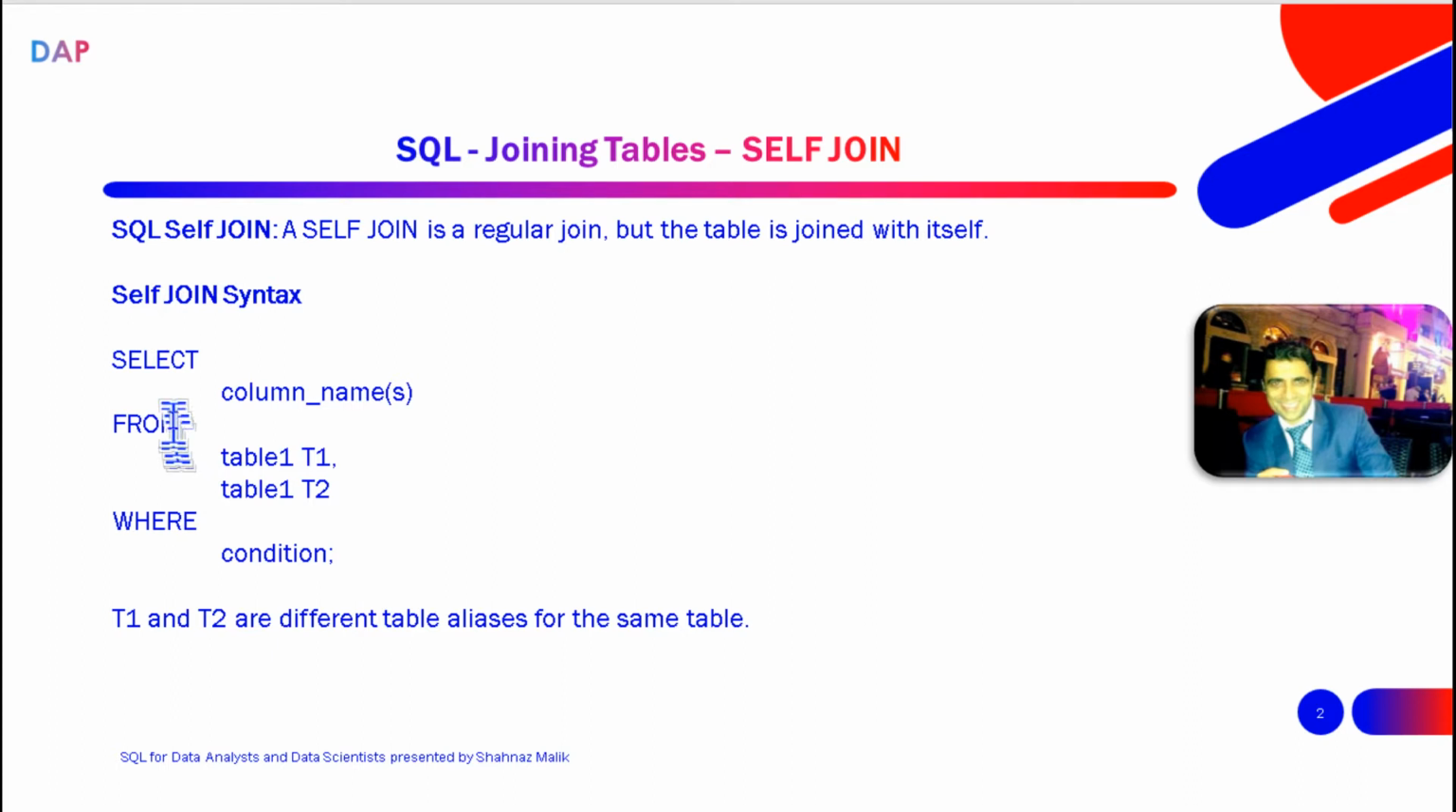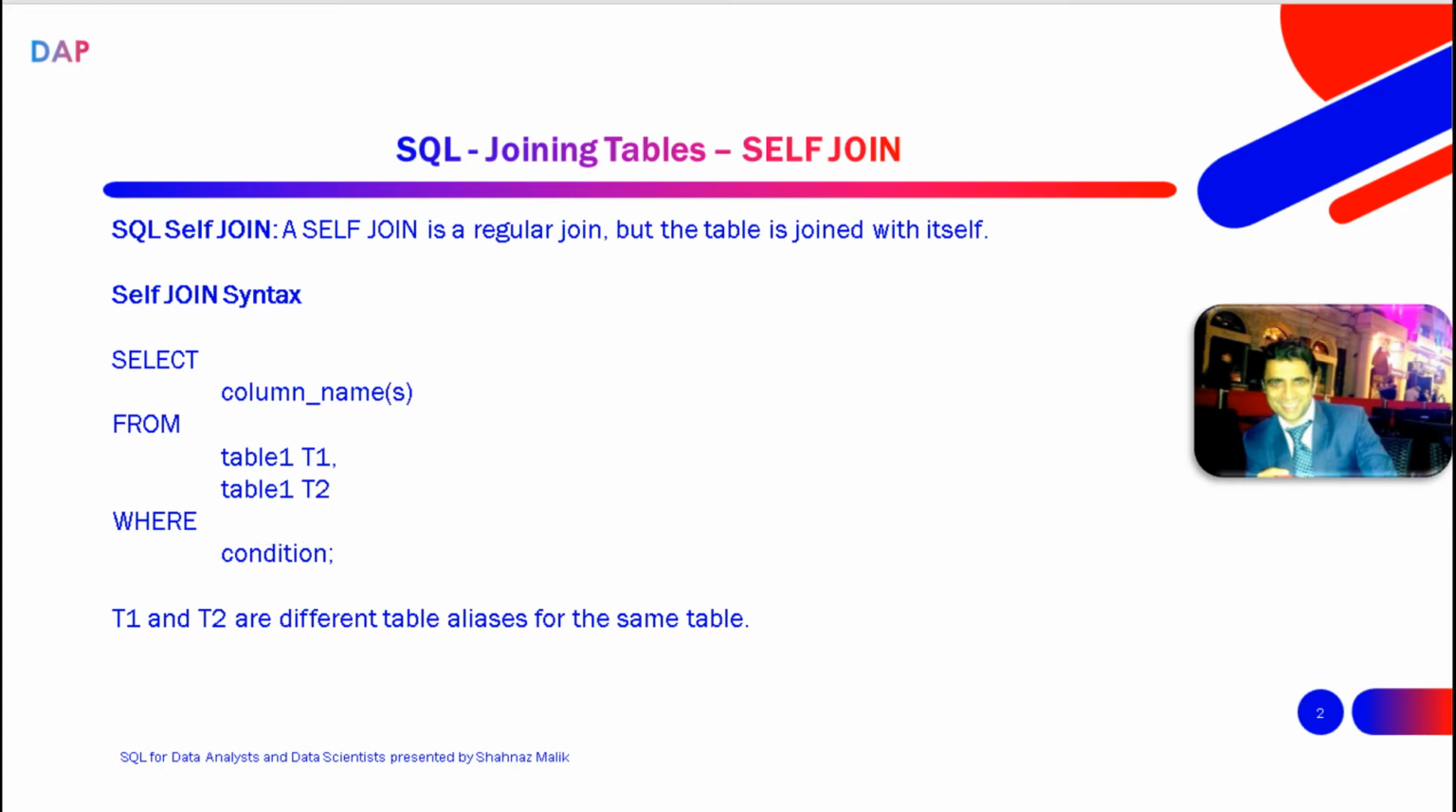self-join syntax is simply you select the columns whichever you need, from table 1 T1 and table 1 T2. We are aliasing them as different, but actually we are fetching all these columns from the same table. And I will let you know what we do and some of the reasons, at least, that I could highlight for all of you. We can put conditions as well, and just remember T1 and T2 are different table aliases. They are just different aliases for the same table.